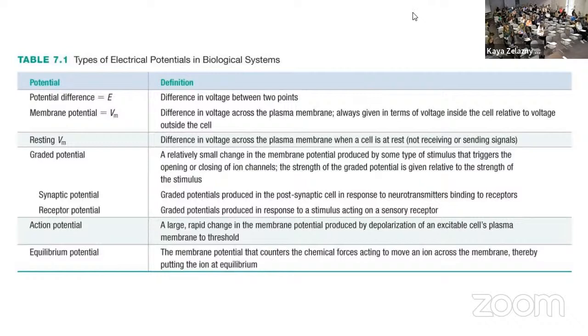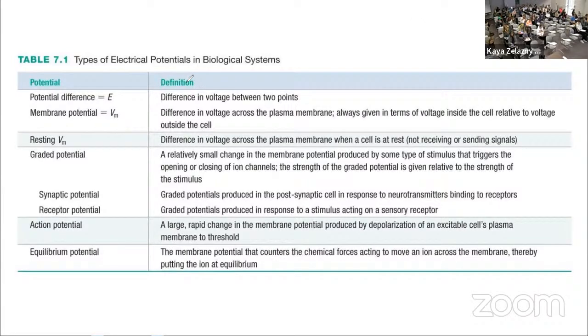So this slide is just summarizing for you a bunch of the words that we're going to see that involve the word potential, because it can get a little confusing. So I'm going to circle ones I think will be the most important for us. Okay, so the membrane potential is always Vm. This is the difference in voltage across that plasma membrane. So when I tell you the cell is at -70, that's a membrane potential.